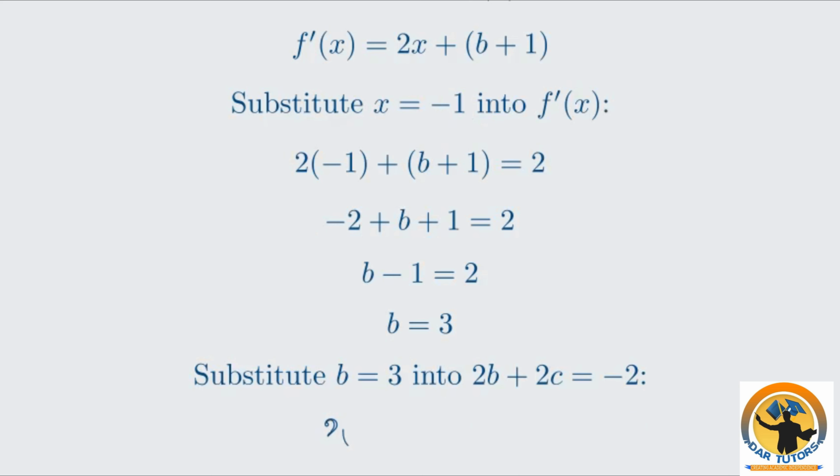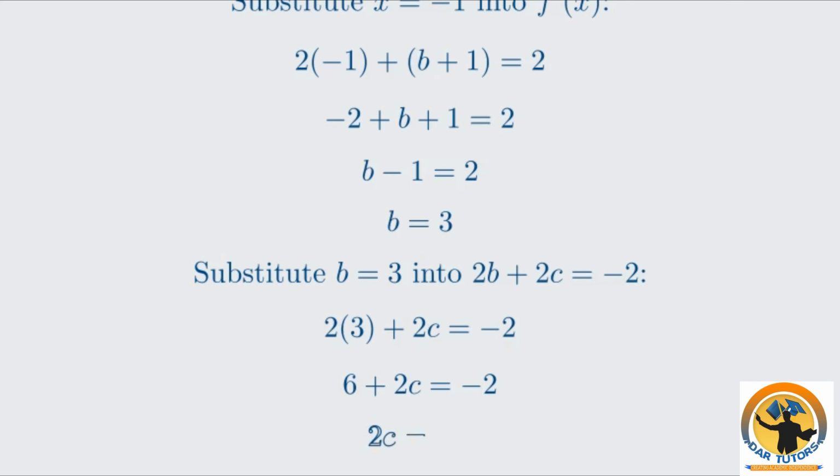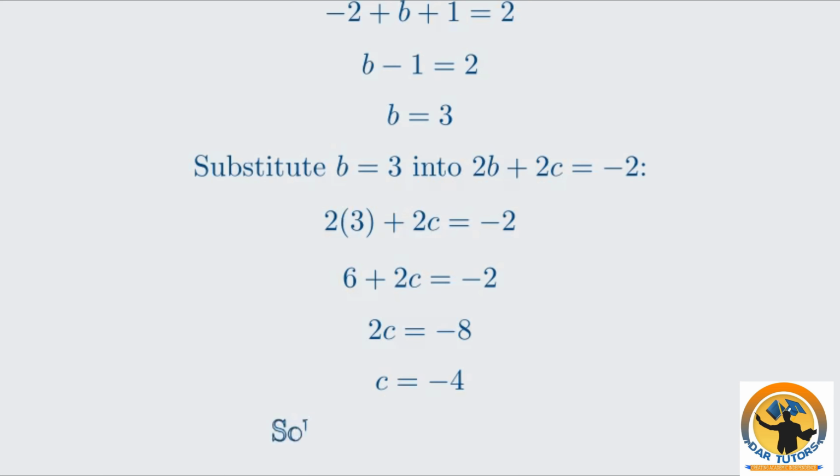Substituting b equals 3 into 2b plus 2c equals negative 2, we get 2 times 3 plus 2c equals negative 2. This is 6 plus 2c equals negative 2. Subtracting 6 from both sides gives 2c equals negative 8. Dividing by 2, we find that c equals negative 4. So, by using both the function and its derivative, we have successfully found the values of the constants: b equals 3, and c equals negative 4.